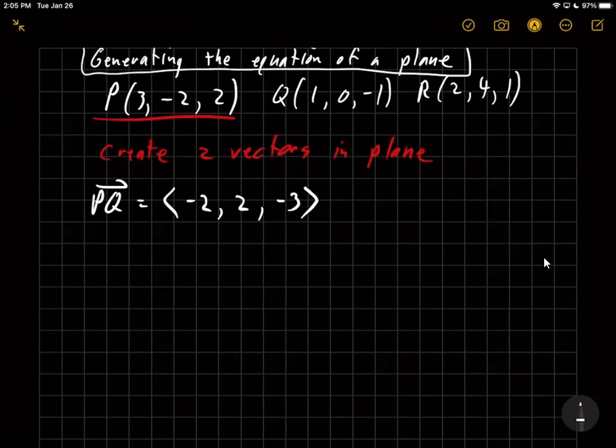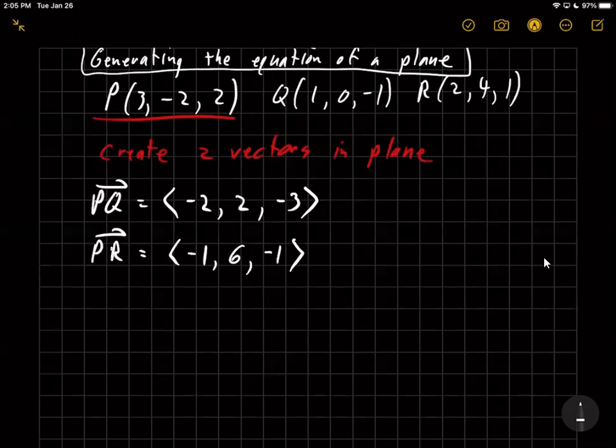Likewise, we could find a vector connecting points P and R. That would be vector PR. To get from 3 to 2 in the x direction, that would be -1. To get from -2 to 4 in the y direction, you would have to increase by 6. And to get from 2 down to 1 in the z direction, you have to go down by 1. If we add PR onto P, we should get point R. Let me just check my numbers. It looks like that's good.